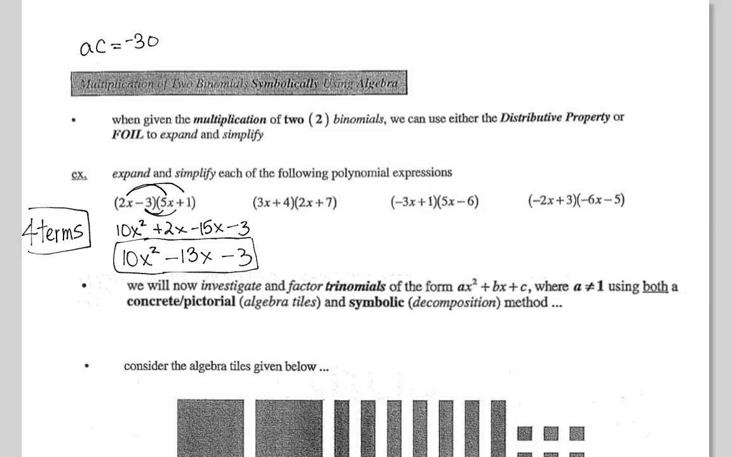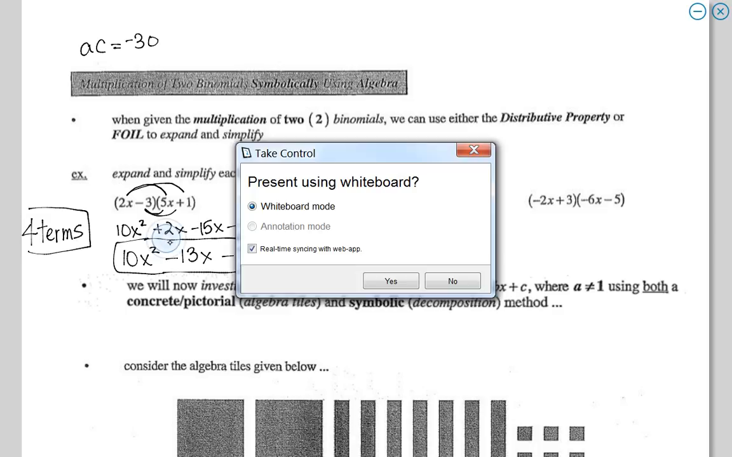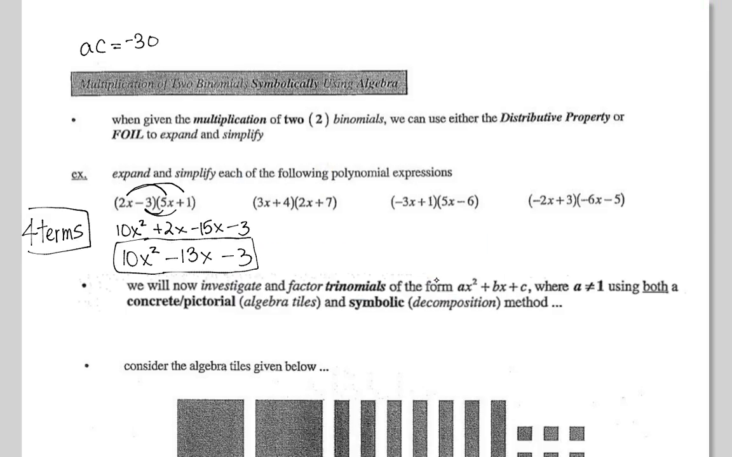Now what do you notice about positive 2 and negative 15? What do they do that's special? Positive 2 and negative 15, what do they multiply to? Negative 30. And what do they add to? The negative 13. This pattern we're going to have to get used to. One more minute on the second one.